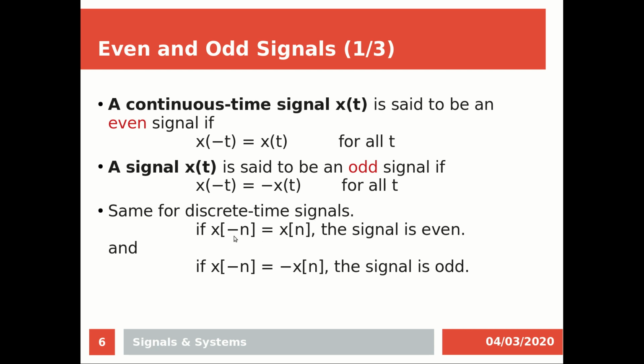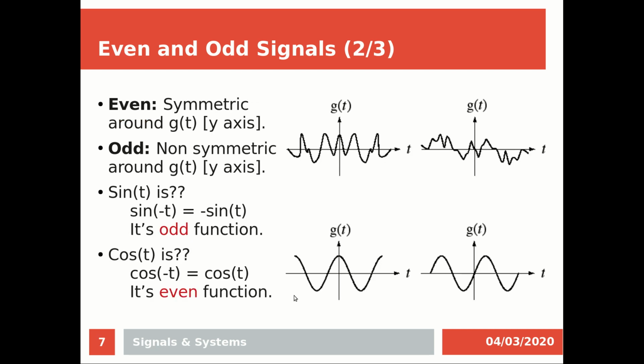Here you have n instead of t: x of minus n equals x of n. Okay, so this is called even, and for x of minus n, you will see a minus, just a sign outside x of n. This is called odd signal. So here we have even like this, which we call symmetric around the g of t.